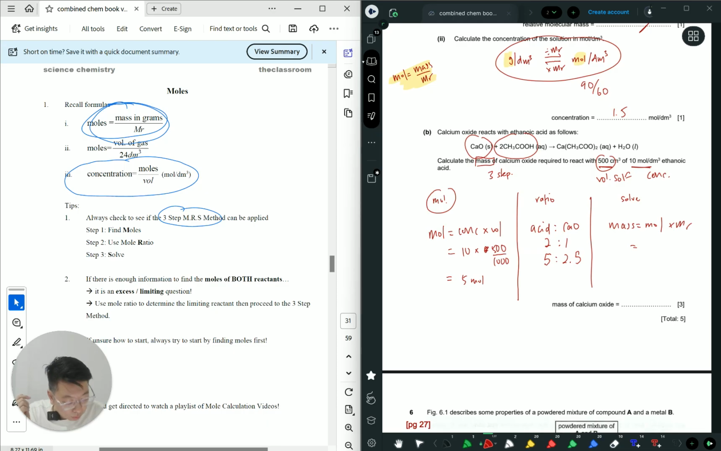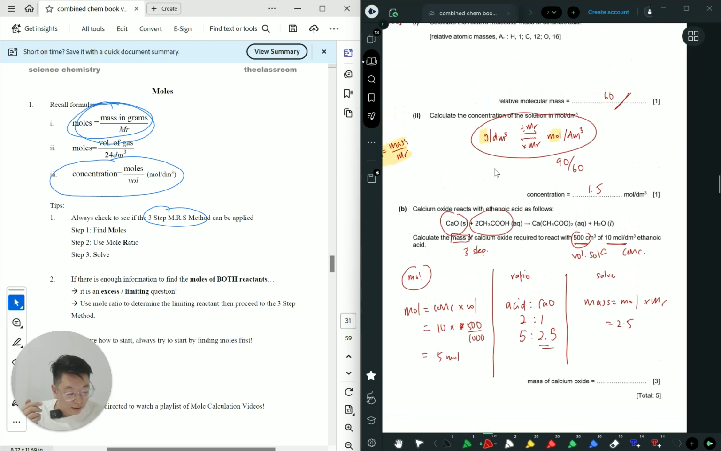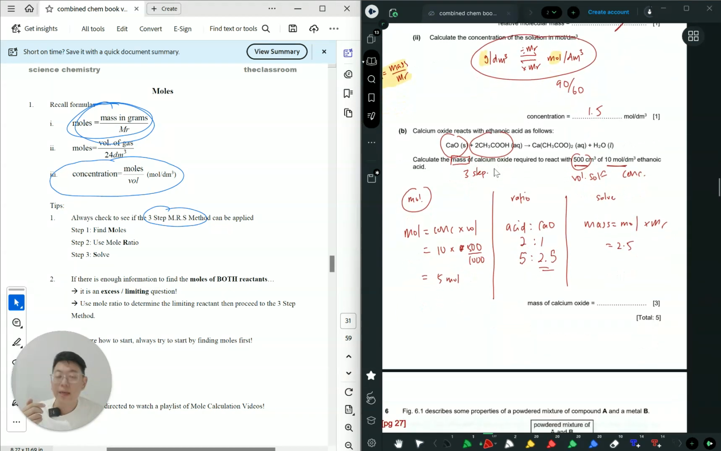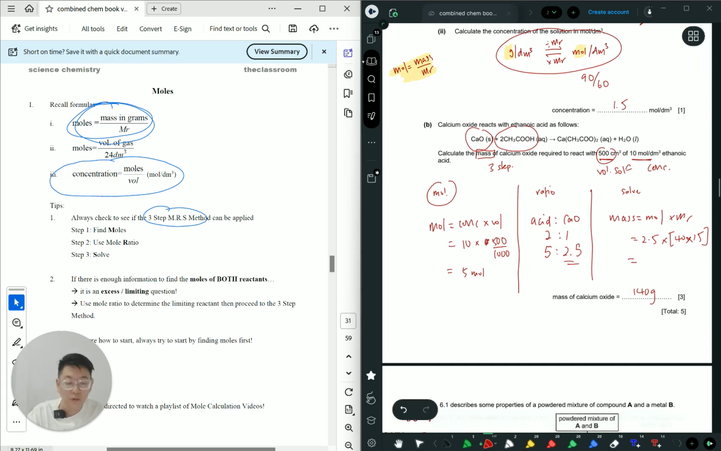What's the mole? Oh, here, 2.5. What is the MR of calcium oxide? Again, this one you've got to go and find in the periodic table. So calcium in the periodic table is 40 and oxygen is 16, so that's the MR of calcium oxide: 56. So you take 2.5 times 56, and you get 140 grams. Okay, so that's how you do your mole calculation, the 3-step method.